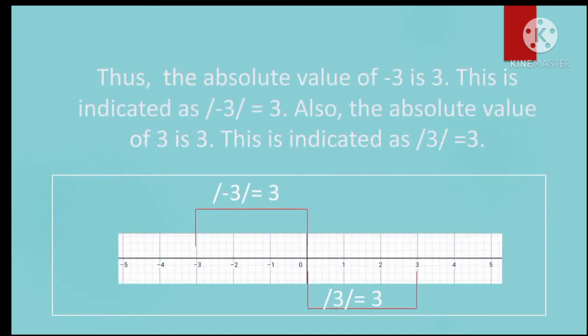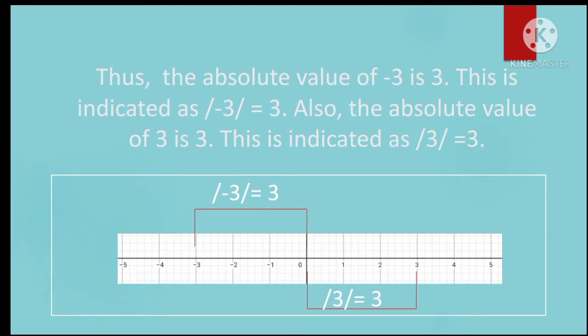Thus, the absolute value of negative 3 is positive 3. This is indicated as the absolute value of negative 3 is equal to 3. Also, the absolute value of 3 is 3, and this is indicated as the absolute value of 3 is equal to 3.